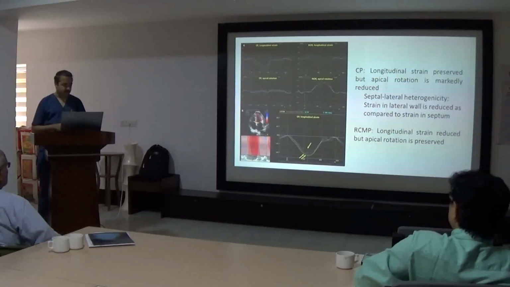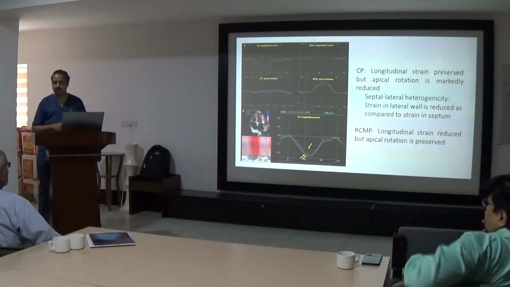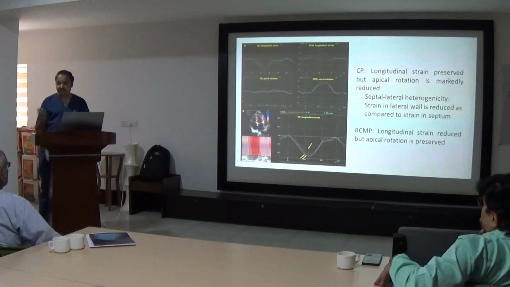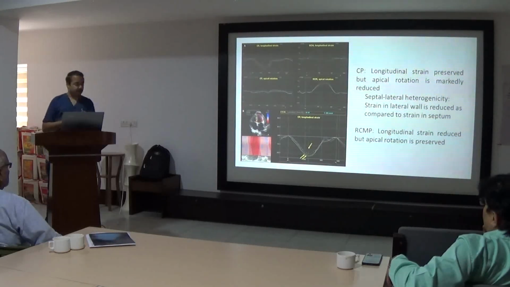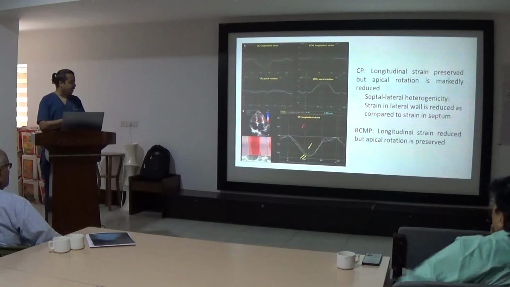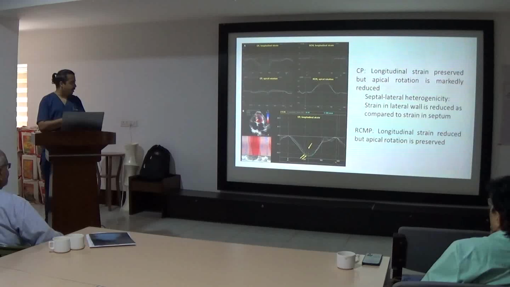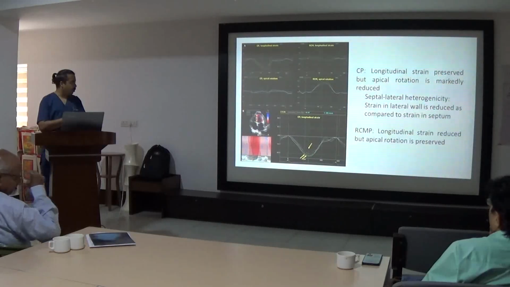So that can be one of the reasons for such a question, apical sparing. Initially, apical sparing will be there in amyloidosis as well as other RCMP. So this is constrictive pericarditis. These are the various lines applied at various levels: yellow, blue, green, pink, blue. So all are having normal contraction. All are having normal longitudinal strain in constrictive pericarditis.